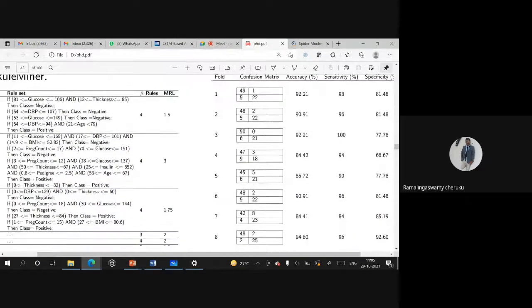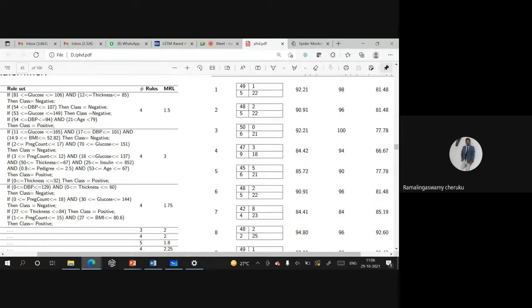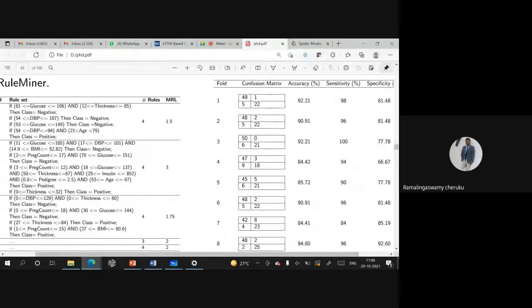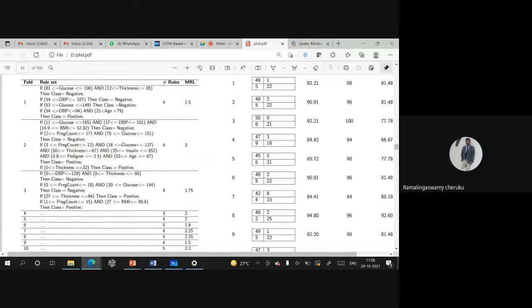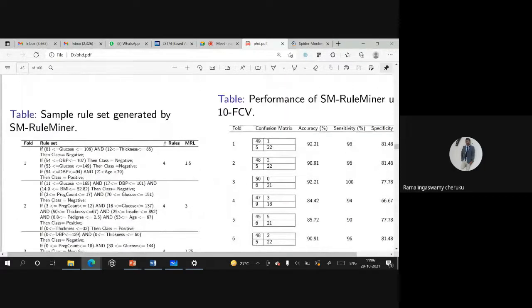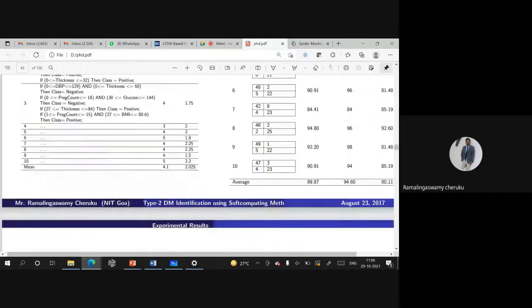We also got the number of rules, because we want a compact, minimalistic rule set, so we are ideally interested in that too. We looked at the number of rules generated and the mean rule length, that is, on an average, the length of your rules. How do you get 1.5? It is the total number of features in the antecedent part divided by the total number of rules. In this case, there are six features in the antecedent part and four rules, so 6 by 4 is 1.5. That is the mean rule length, and that is how we calculated it.